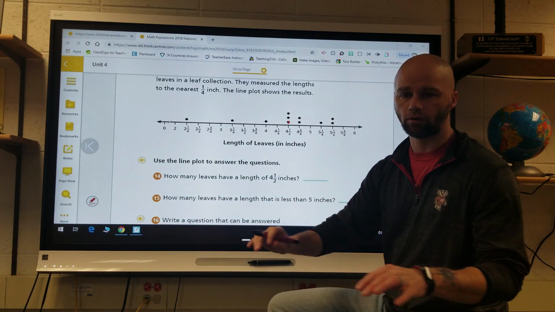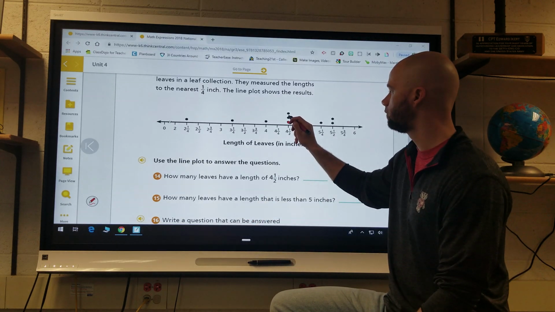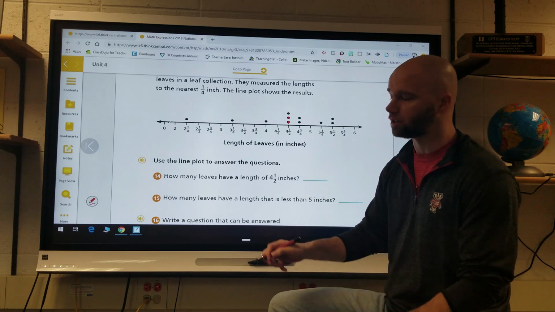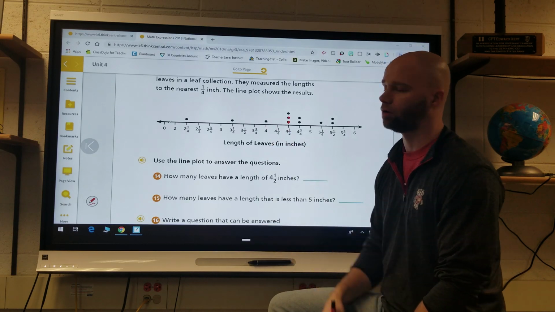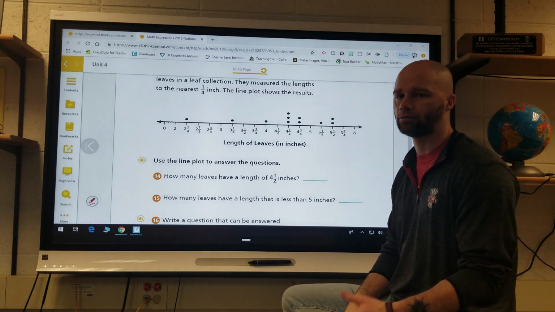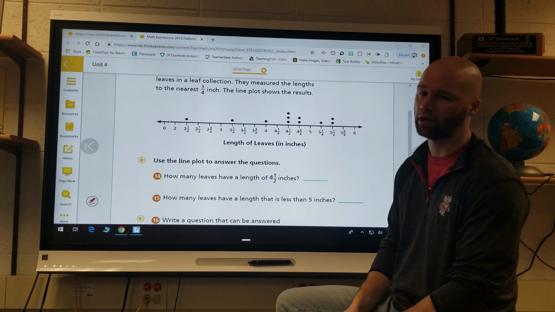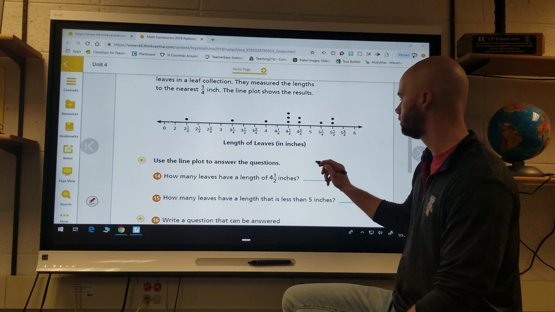Okay, so they measured one that was 4.5, put a dot. This one's also 4.5, put a dot. Now I measured one that's 4 inches, so I'm going to put a dot at about 4 inches. So that's kind of how we create a line plot, which you're going to have to do a little bit later. So when we say how many leaves have a length of 4.5 inches, 1, 2, 3.